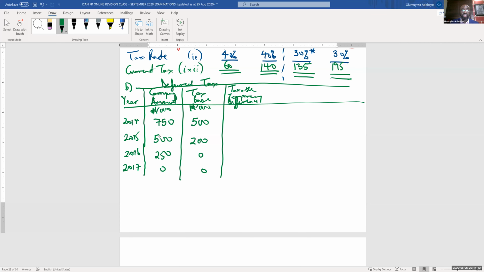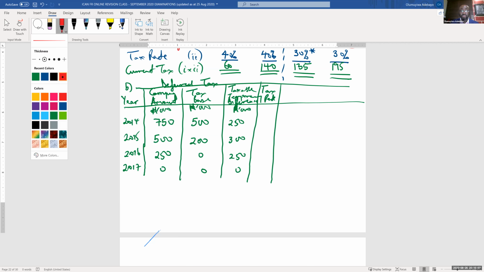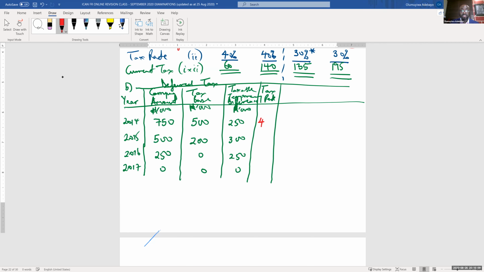And that position has not changed. And what is our taxable temporary difference? In 2014 it is 250, in 2015 it is 300, in 2016 it is 250, and 2017 is 0. What is our tax rate? Our tax rate in 2014 was 40%, because that was the rate that exists as at that date.